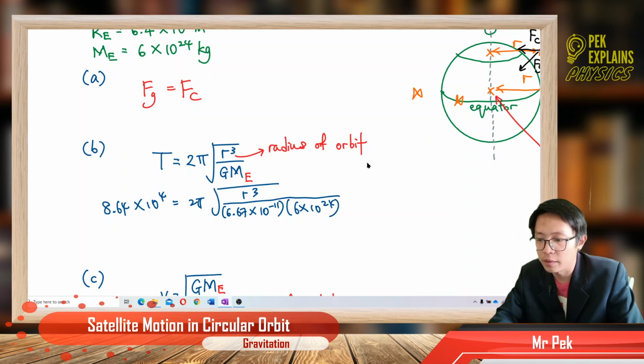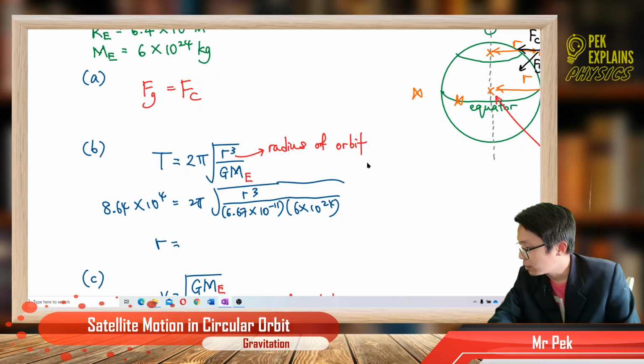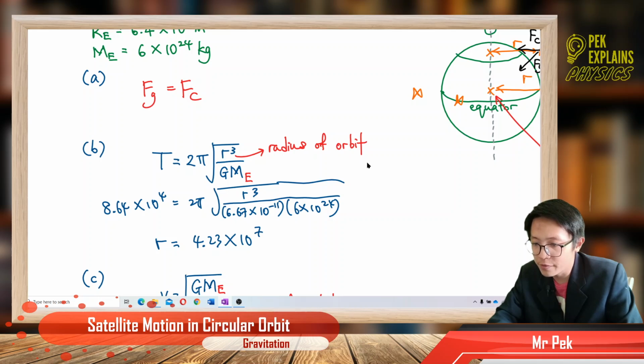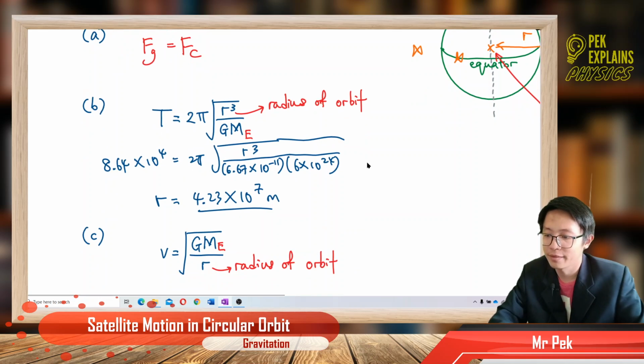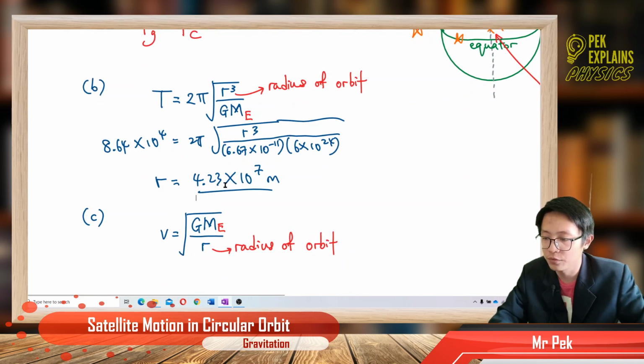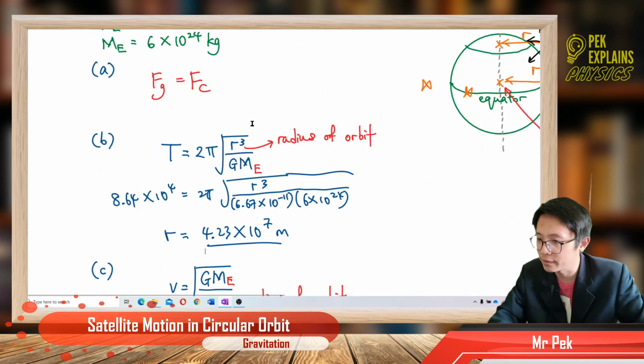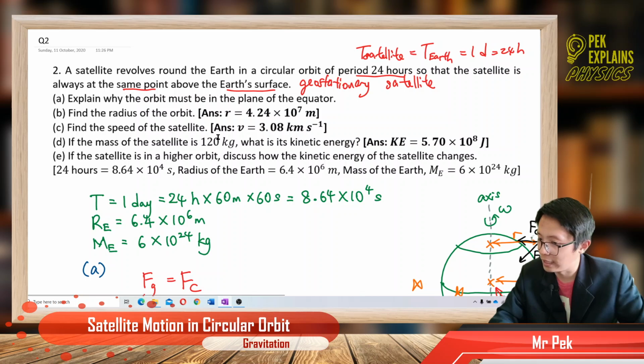Okay, so we will get R equal to 6.23 exponent 7 meter. This is the radius of the orbit. Is it correct? Yes, almost. 6.23 exponent 7 meter, that's the radius of orbit. So now find the speed of satellite.